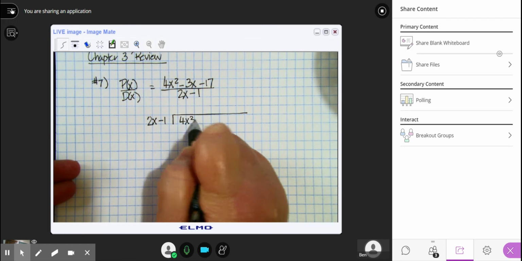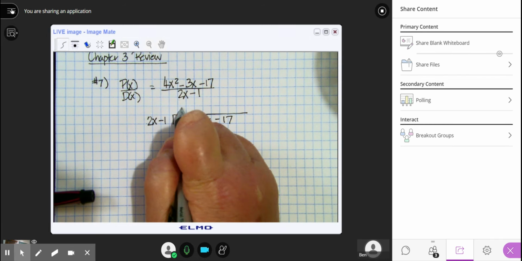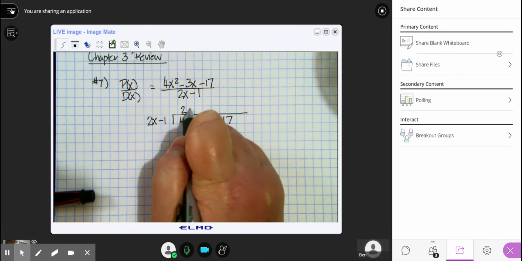So then we've got a 4x squared minus 3x minus 17. Let me get my other pen out here so that I've got some color. Okay, so 2x times what would get me a 4x squared? So I need a 2x there. Multiply back. 2x times 2x is 4x squared. 2x times a negative 1 is a minus 2x. Subtraction means I'm going to change both of those signs. And that's going to give me a negative x minus 17.